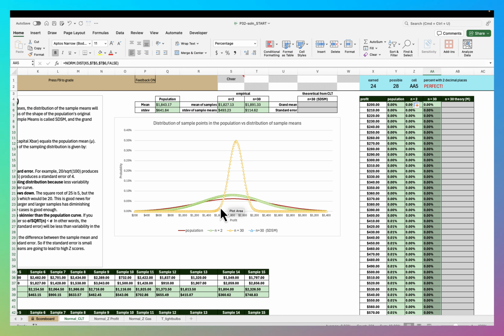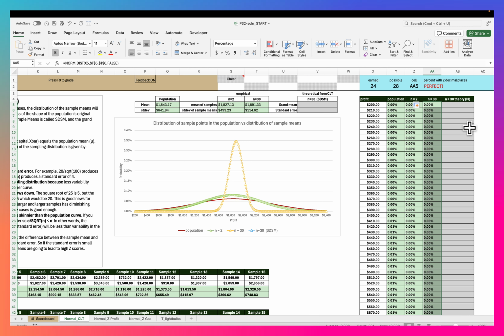Okay, and what I want you to see right away is that this curve, n equals 30, is skinnier than the n equals 2, which is skinnier again than the population. So what's going on here? In other words, why are the sample means all clustering around the population mean? And that's where the central limit theorem comes into play.